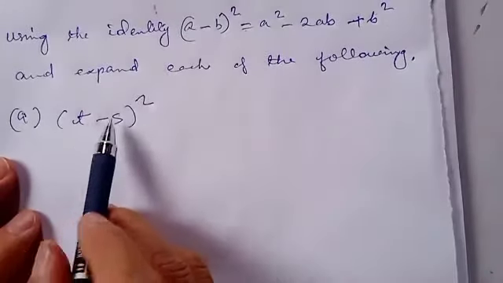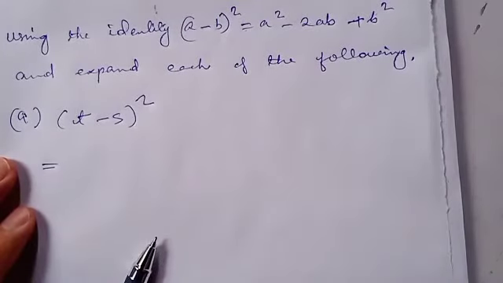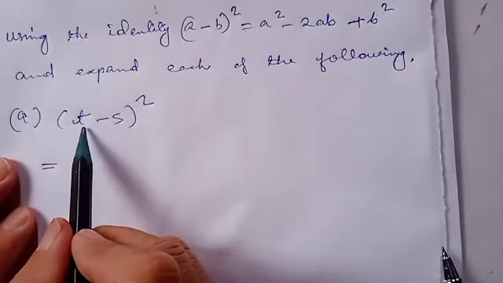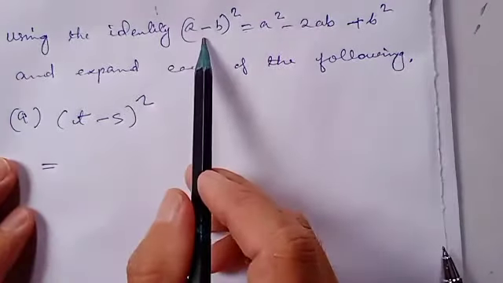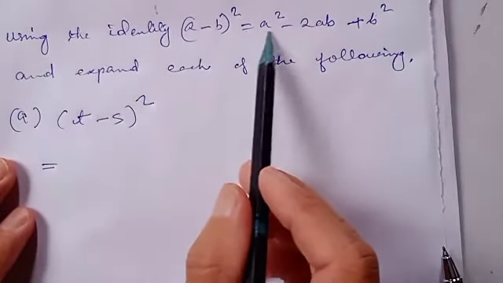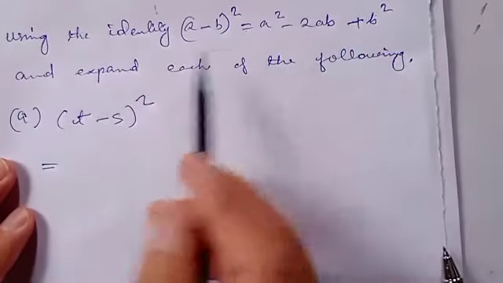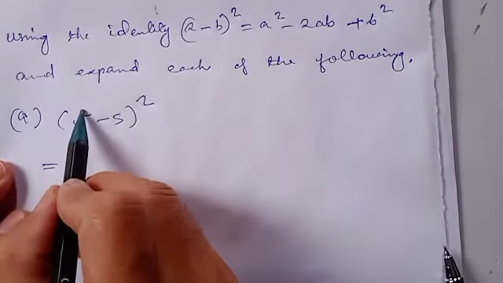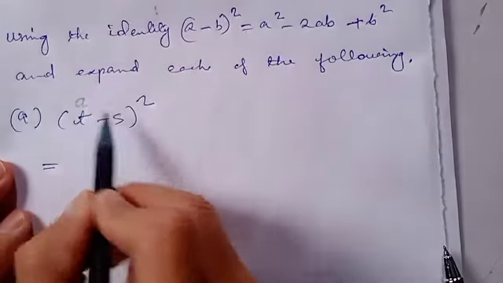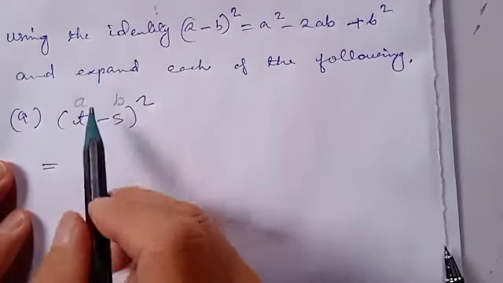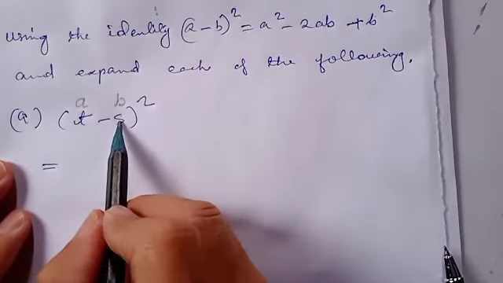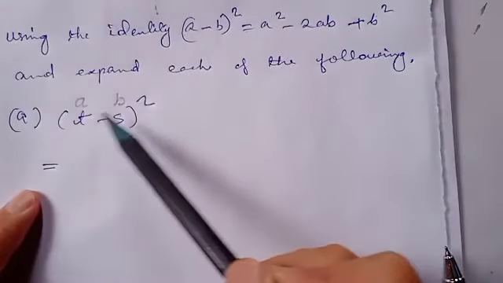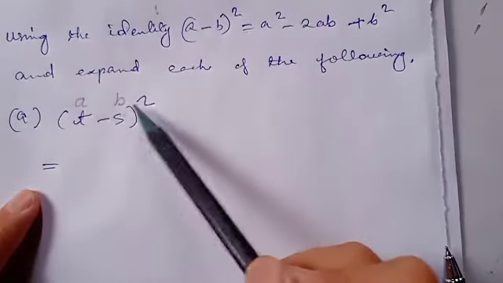First one we have t minus 5 the whole square. Nothing new, we can refer previous question. We're going to solve this question by using algebraic identity. A minus b the whole square is equal to a square minus 2ab plus b square. So here t minus 5 the whole square, we can assume t is a, 5 is b. Why? Because t is in a's place, 5 is in b's place, right? So t minus 5 the whole square means just say a minus b the whole square.